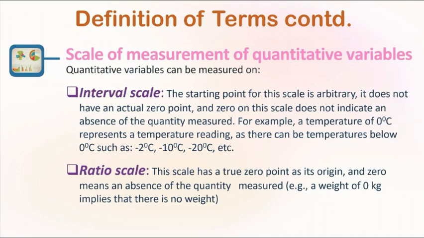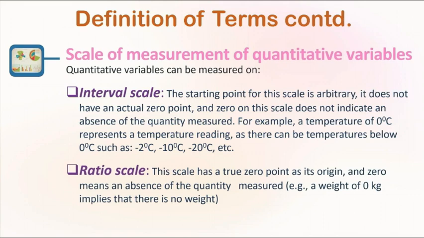The interval scale has an arbitrary starting point, and it does not have an actual 0 point. It means that 0 on this scale does not indicate an absence of the quantity measured. For example, a temperature of 0 degrees Celsius represents a temperature reading, as there can be temperatures below 0 degrees Celsius, such as -2 degrees Celsius, -10 degrees Celsius, -20 degrees Celsius, etc.